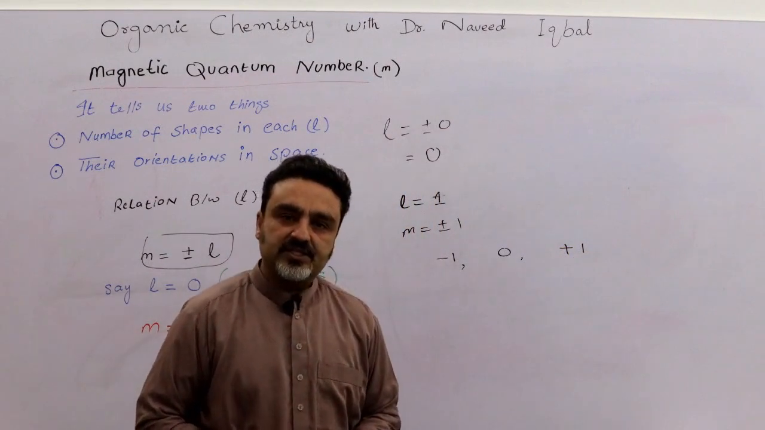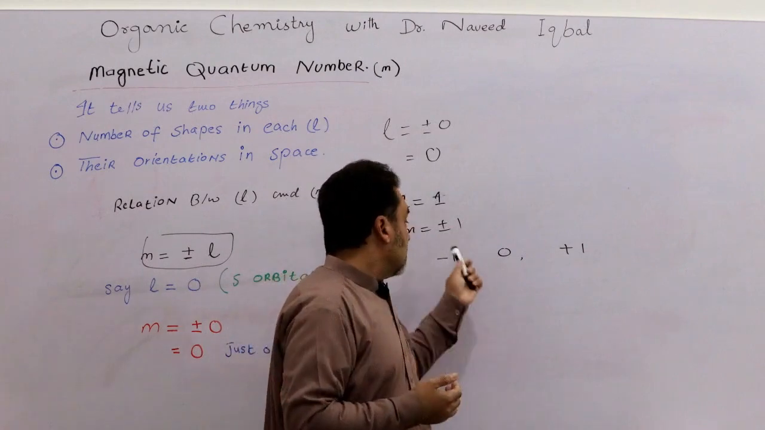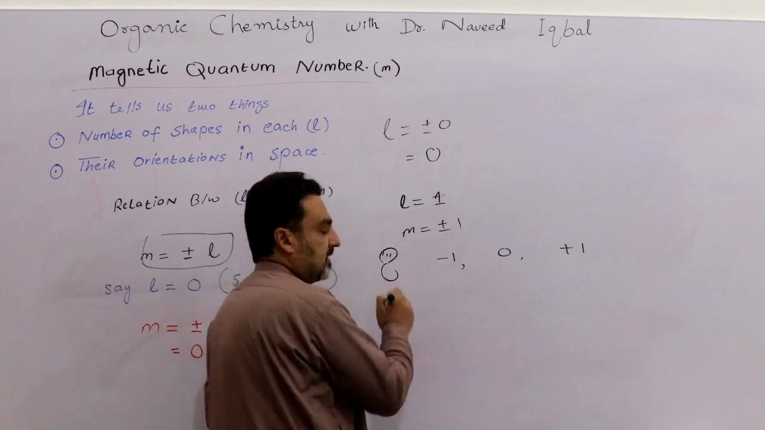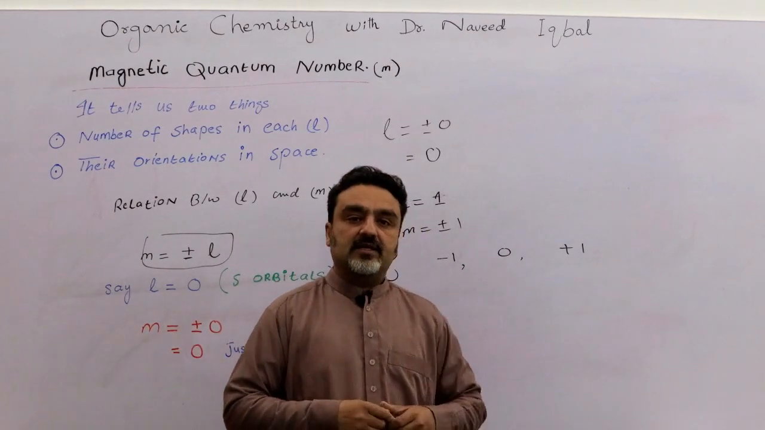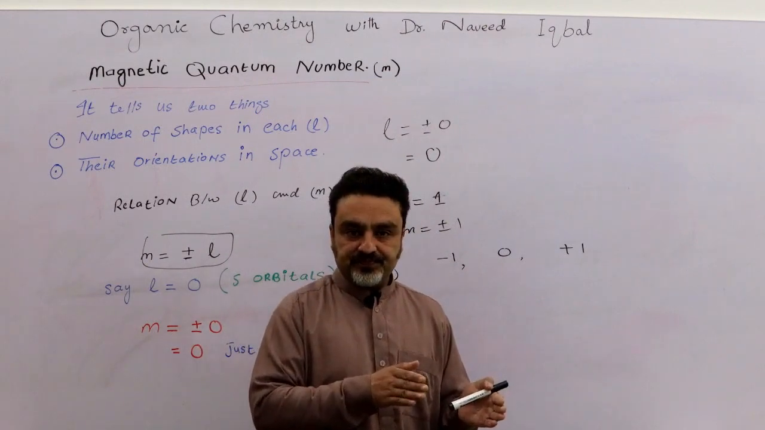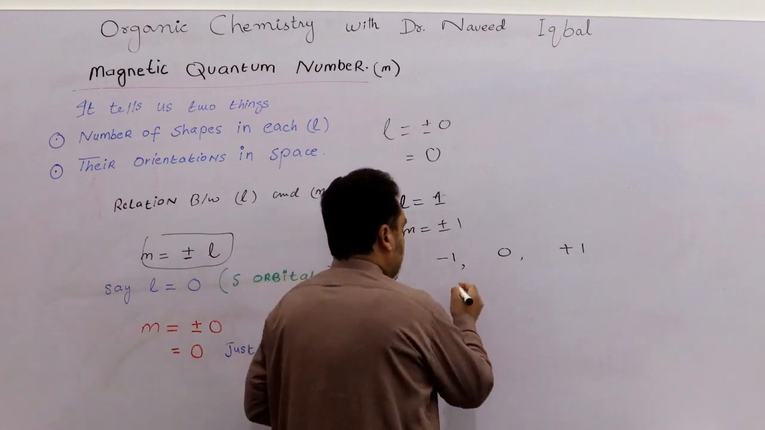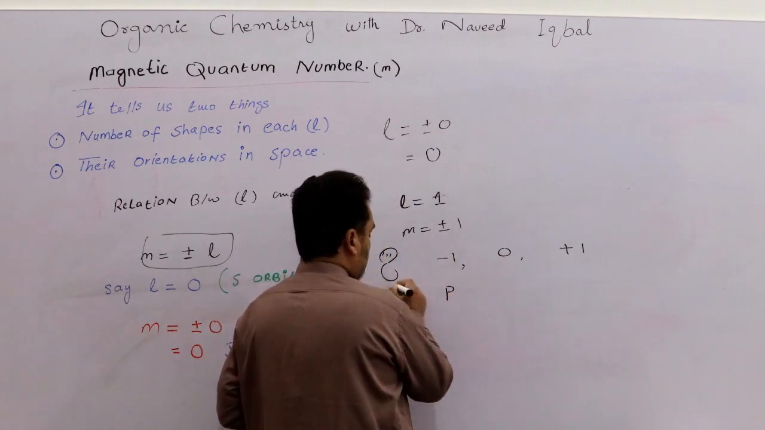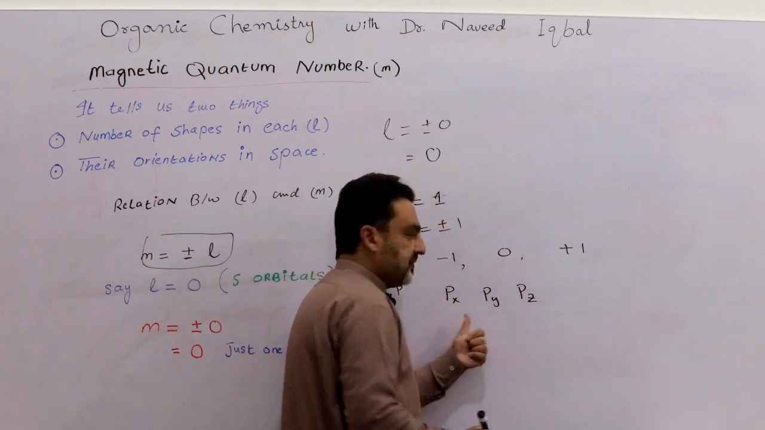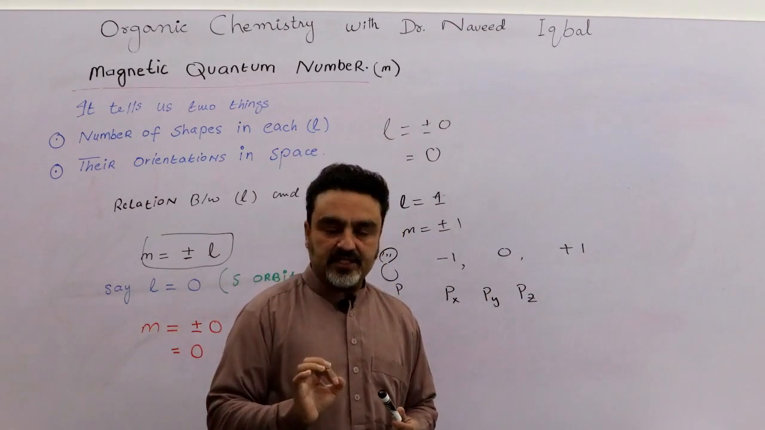Now 3 numbers arise. What this magnetic quantum number tells us is that for this dumbbell shape, there are 3 compartments and they are arranged in 3 ways. What are they? The p orbital: px, py and pz. These are 3 compartments and they are arranged in the px, py and pz directions.